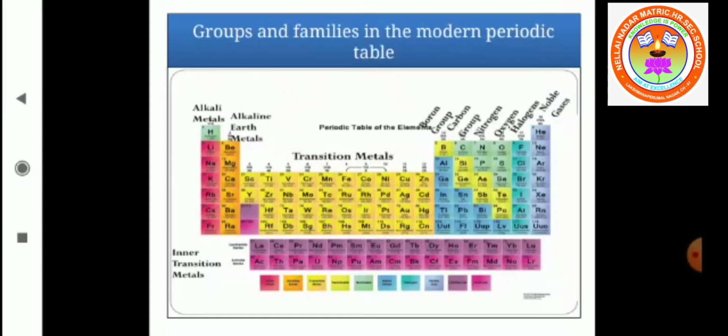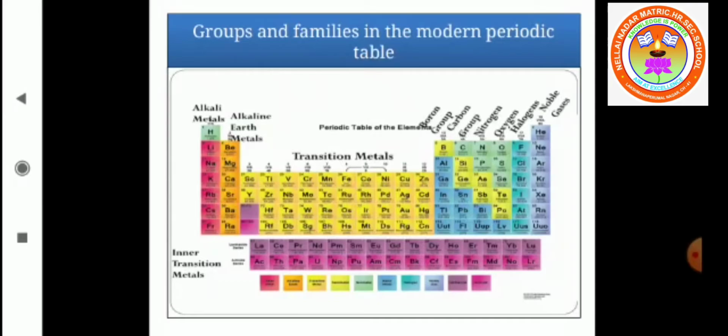Coming to the second group: beryllium, magnesium, calcium, strontium, barium and radium. All these elements are collectively called alkaline earth metals, because when they react with water, they form alkalis, they form bases, and that's why they are called alkaline earth metals.